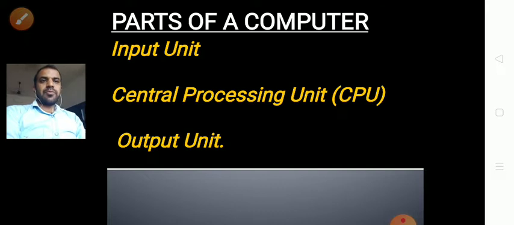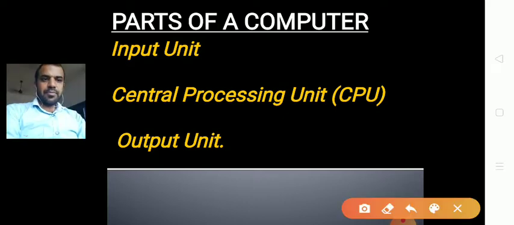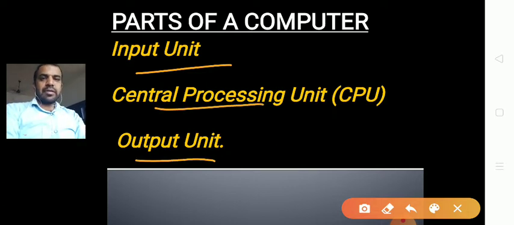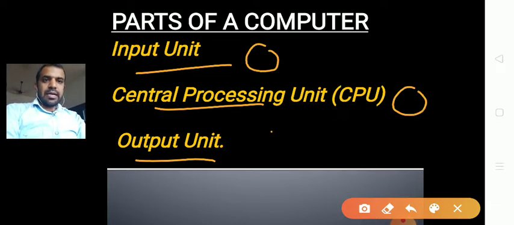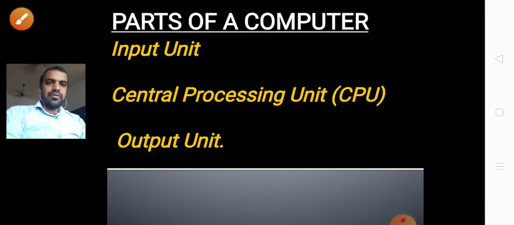Here, parts of computer. Basically, you know what a computer is. It is made of some hardware and software, and this hardware is basically made of three parts. The first one is the input unit, the second one is the central processing unit, and the third one is the output unit. It means something is given, processing happens, and it will give you the result. Okay, so we will discuss all three units in this slide.